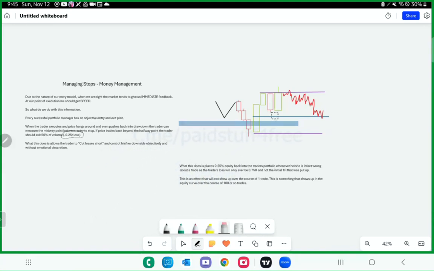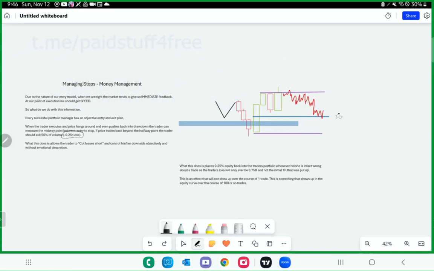But what we do understand is the nature of our entry model. When we are right, we get immediate feedback. So in those few cases where price hangs around and comes back down 50% of entry to stop, I'm just going to shut down 50% of the volume. Why? Because I know somewhere down the line, I'm going to catch a trade that's going to immediately go in my favor. So I'm willing to sacrifice that 50%, not the full volume, because you don't want to execute and then just close the trade because you didn't want to sit in drawdown.